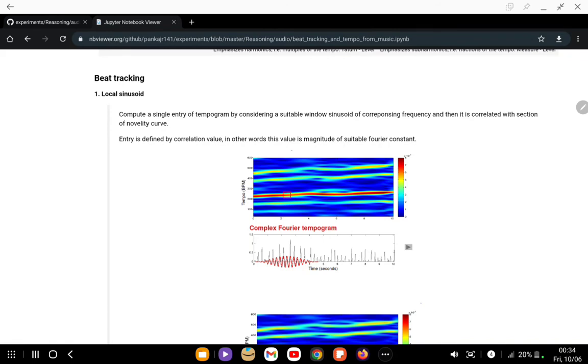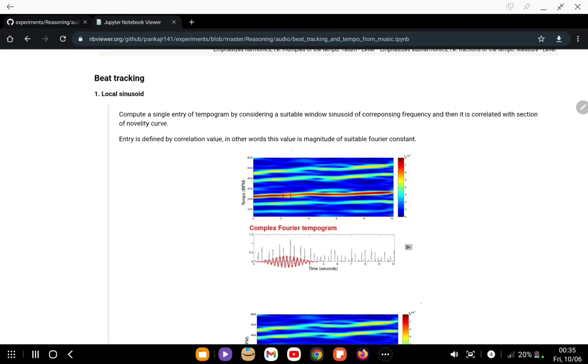Beat tracking. So let's take the output of the Fourier tempogram and build on top of that. So we all know that this is a Fourier tempogram, and it expects some local periodicities in its design. By that I mean every entry in a tempogram denotes a certain sinusoid of corresponding frequency with which it has maximum correlation, and the value is the magnitude of that Fourier coefficient.